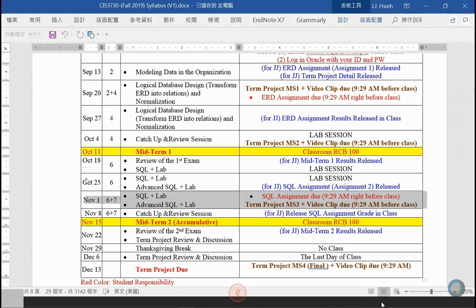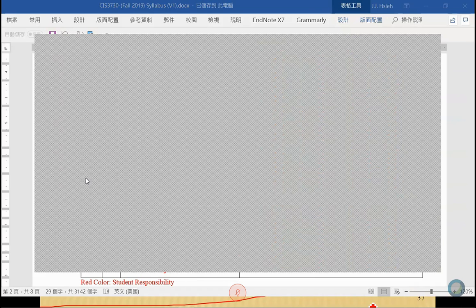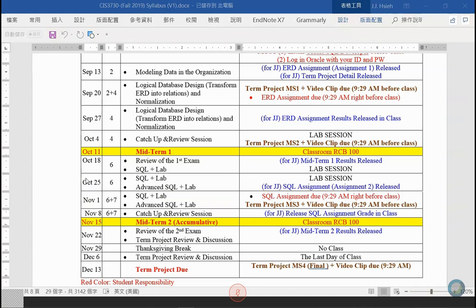Is that okay, guys? Okay. Yes, milestone 3 is due on November 1st. So this week, the only thing you need to worry about is the exam. Okay, it's the exam. All right.